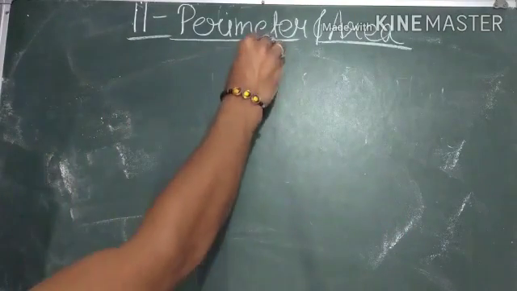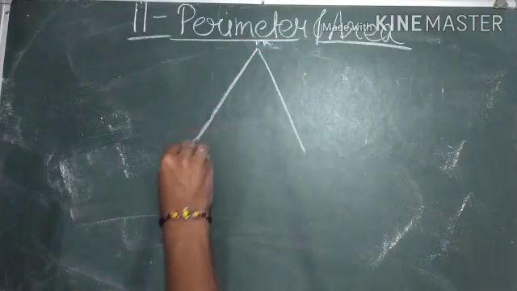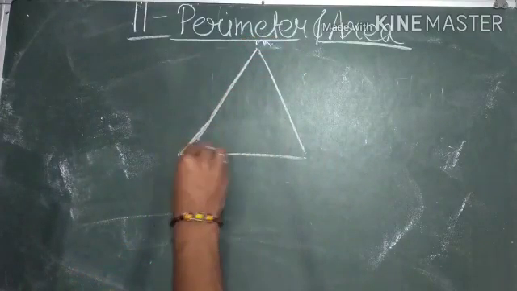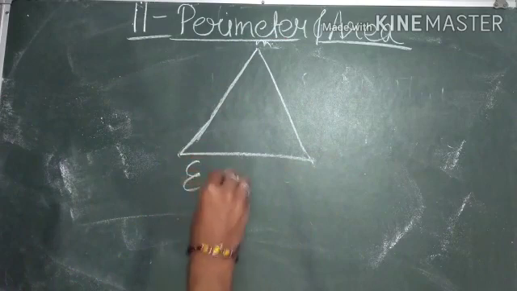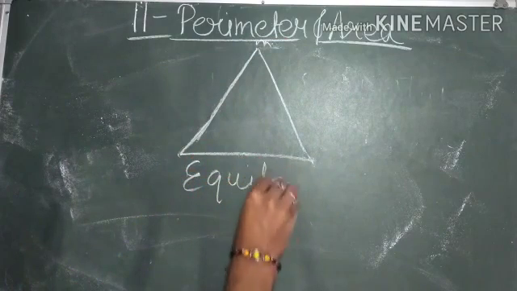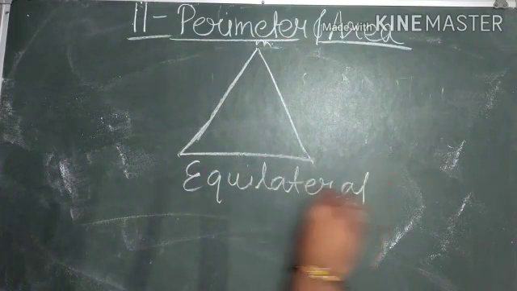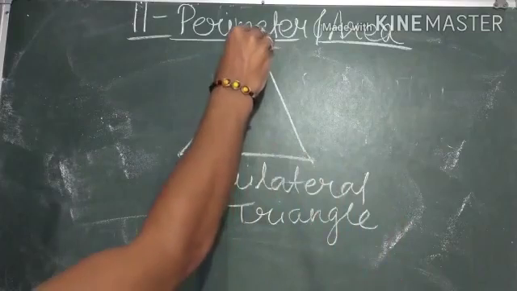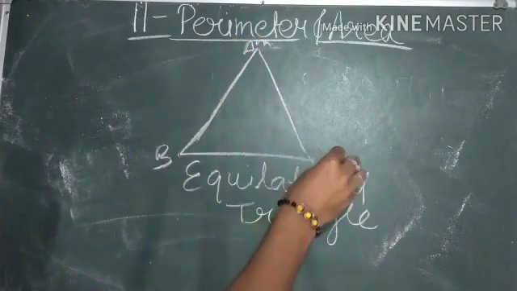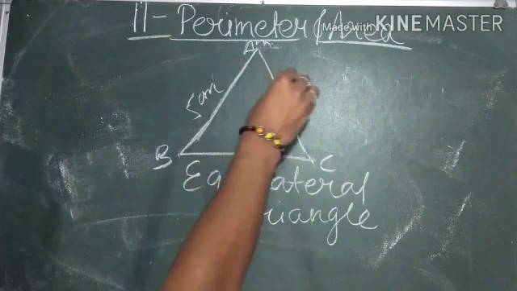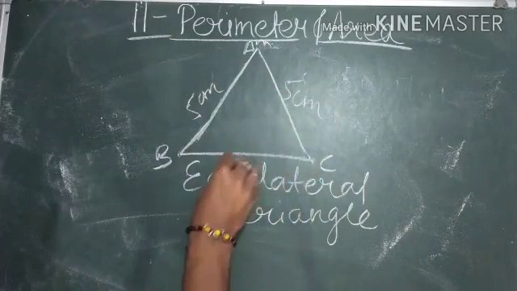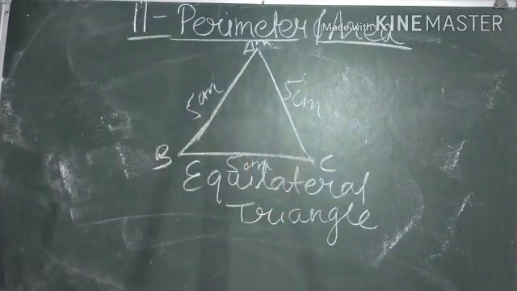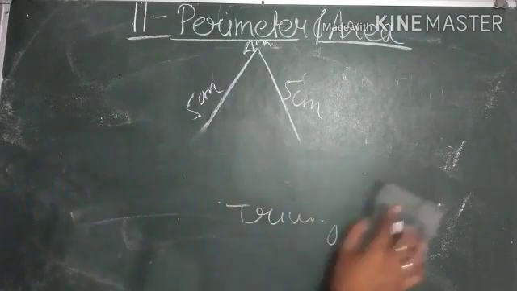Now the third one is your equilateral triangle. As by the name we can conclude, this triangle has all sides equal in length. Like this one is 5 centimeter, this one is 5 centimeter, and this one is 5 centimeter. So as we can see, all three sides of this triangle are equal. So this is an equilateral triangle.